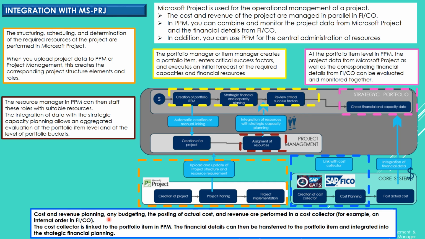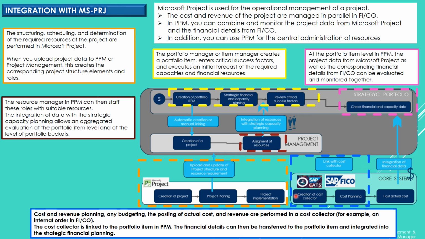Cost and revenue planning. The posting of actual cost and revenue is performed in a cost collector, as you can see here, for example, an internal order in FICO. The cost collector is linked to the portfolio item in PPM. The financial details can then be transferred to the portfolio item and integrated into the strategic financial planning, as you can see in this figure.